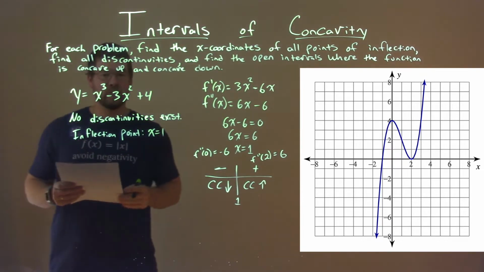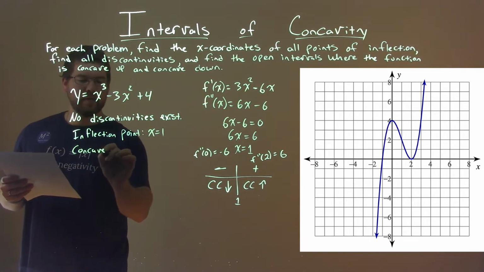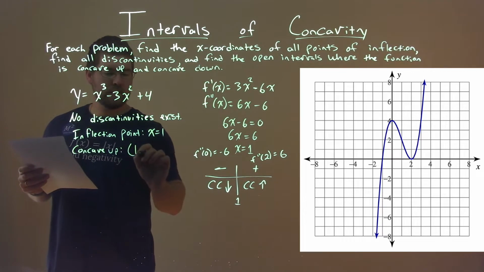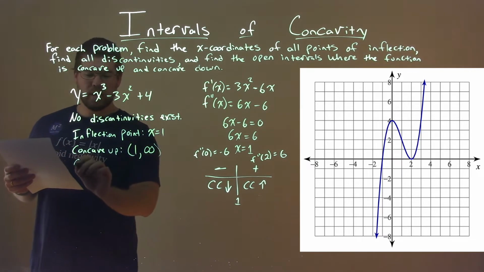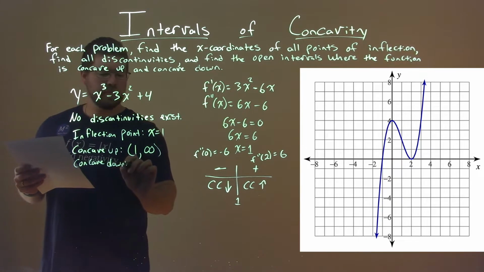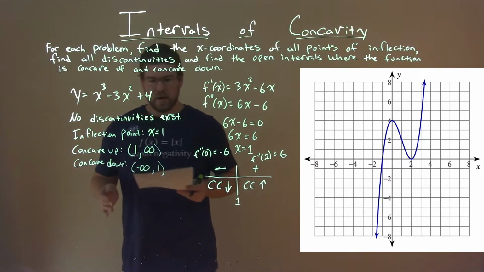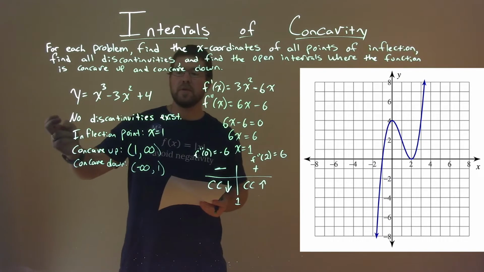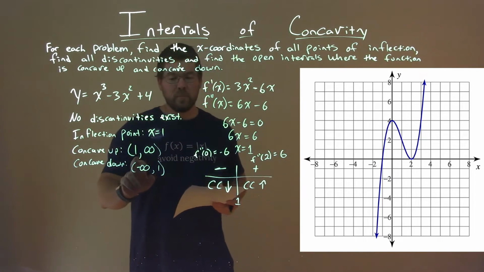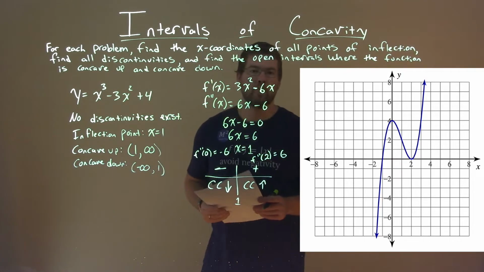And now let's say the intervals where we're concave up and concave down. We're concave up on the interval from 1 to positive infinity, and we're concave down from negative infinity to positive 1. And so again, our final answer here is there are no discontinuities. Our inflection point is at x equals 1. We're concave up from 1 to positive infinity, and we're concave down from negative infinity to positive 1.